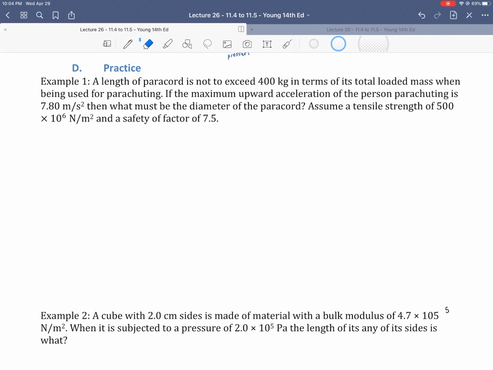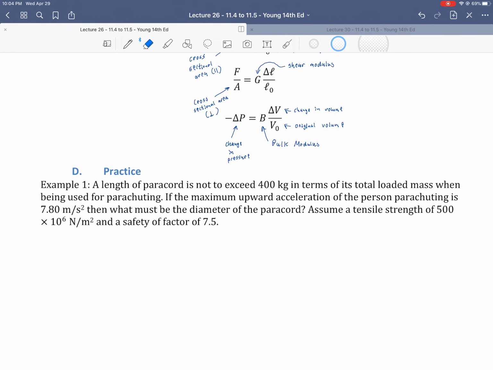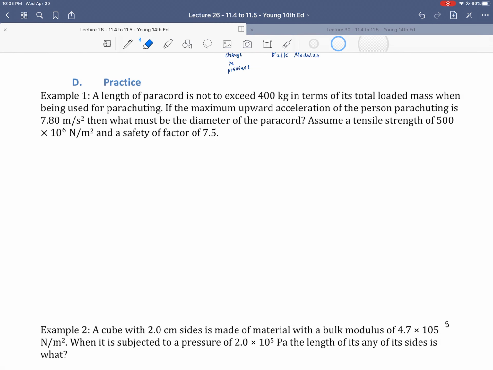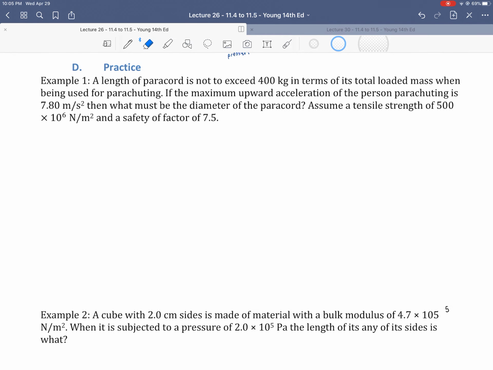Hello and welcome to part 2 of lecture 26, where we're going to continue to talk about elasticity, stress and strain, but we're going to do some examples, having introduced the key terms and equations. So in example 1, we're looking at a kind of typical extension problem. This is elasticity of extension.